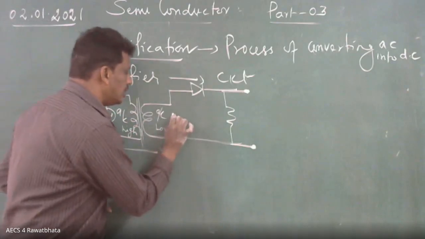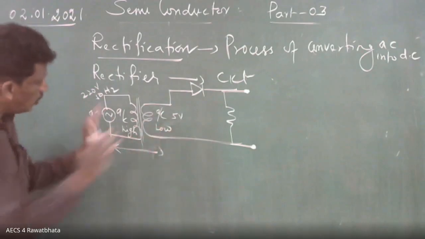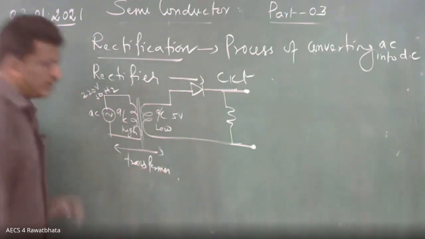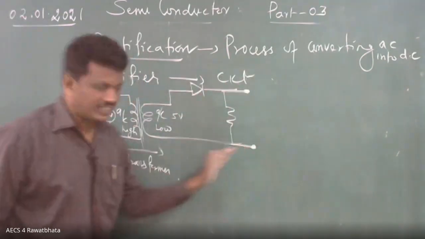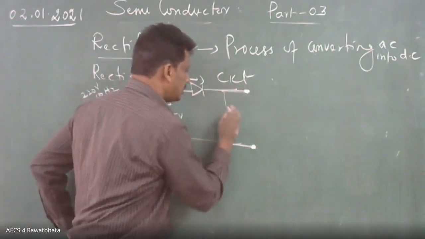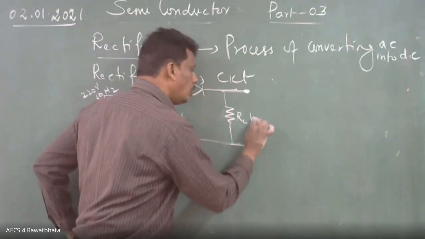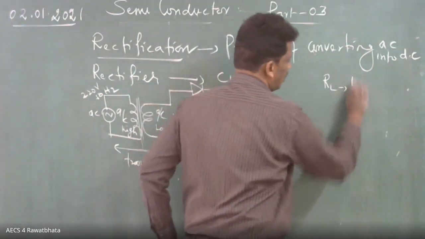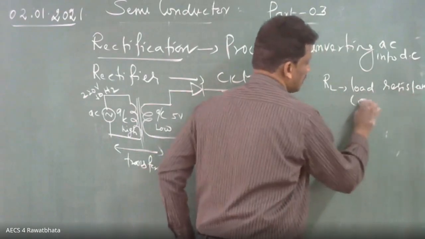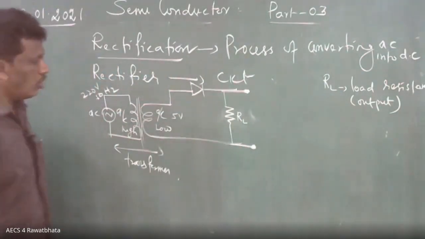Then from 220 volt you are going to get some lower voltage. Suppose I am writing here 5 volt AC. 220 to 5 you are converting, and for that you use a transformer. After that, what is coming now? This part is a diode. Another one is the resistor, RL. RL means load resistance, the output resistance where you are taking output.